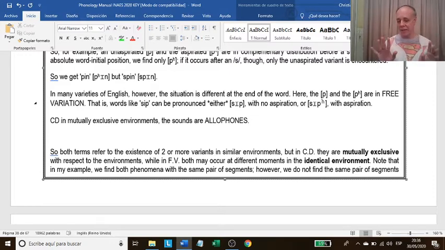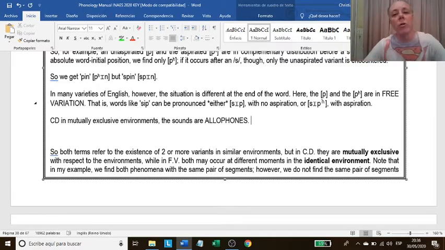So we have three then. Minimal pairs in identical environments: the sounds are phonemes. Subminimal pairs in analogous environments: the sounds might be phonemes. And complementary distribution in mutually exclusive environments: the sounds are allophones. Okay? So what are we doing? We're doing phonological analysis. First, we need to know these three concepts in order to start doing the analysis. And what will be the analysis about? Finding if the sounds are phonemes or allophones.